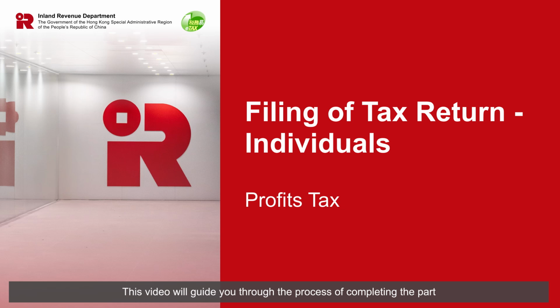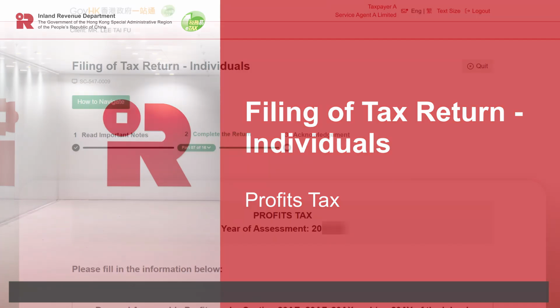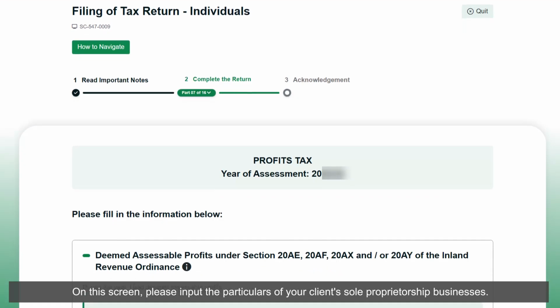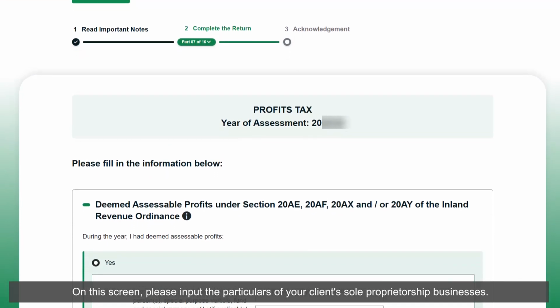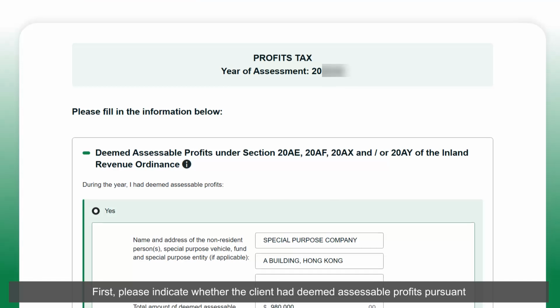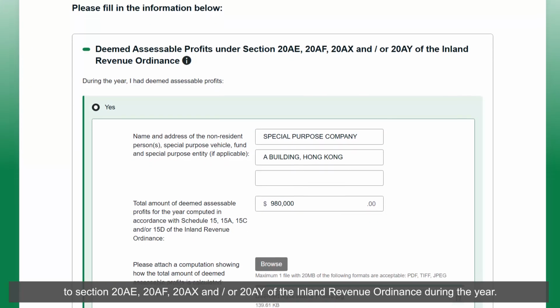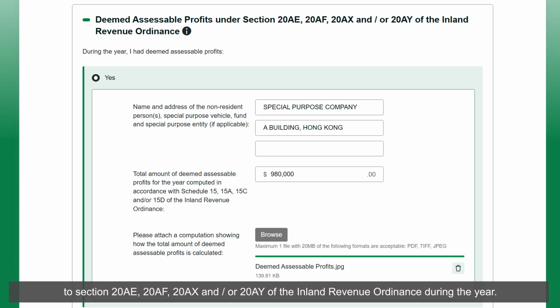This video will guide you through the process of completing the part profits tax of the tax return individuals via Tax Representative Portal. On this screen, please input the particulars of your client's sole proprietorship businesses. First, please indicate whether the client had deemed assessable profits pursuant to Section 20AE, 20AF, 20AX, and/or 20AY of the Inland Revenue Ordinance during the year.